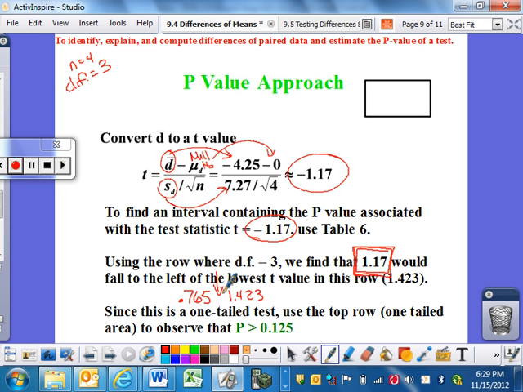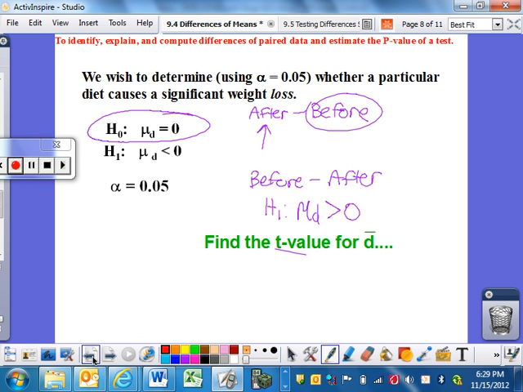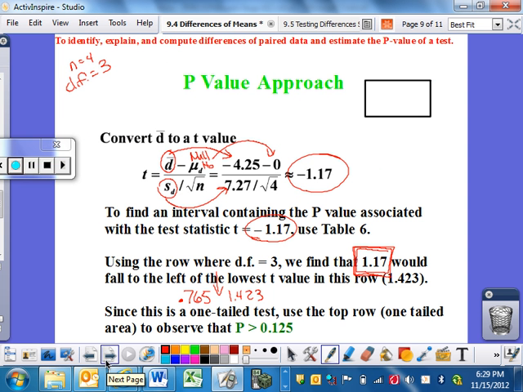So if that's just the first and second column, am I looking at a one-tailed area or a 2? What kind of test am I doing? I think it's less than, which is just a one-tailed test. So if I go to the very top row, my p-value, I said the p-value is greater than 0.125. In all actuality, it's going to be between 0.125 and 0.250, which it is greater than 0.125. So either way, this is technically true. This is giving me an interval that's between 0.125 and 0.25.